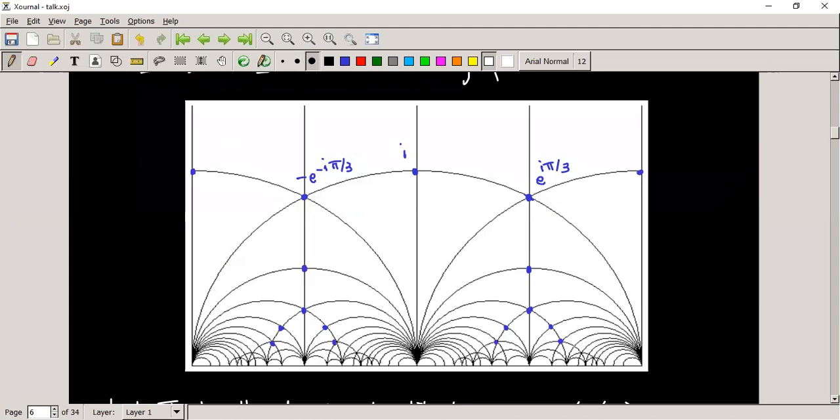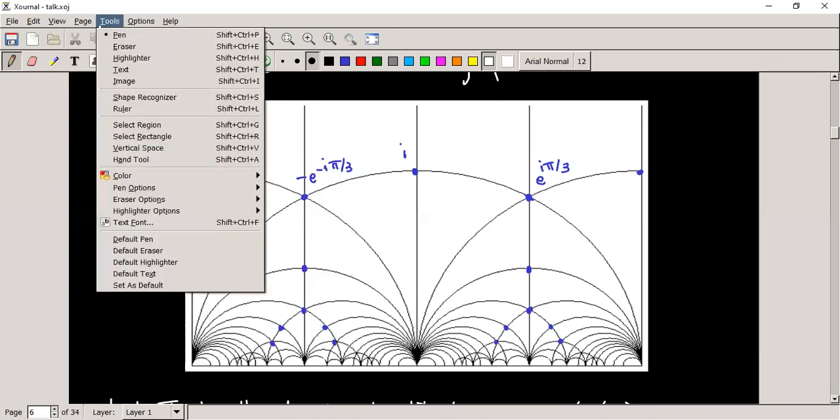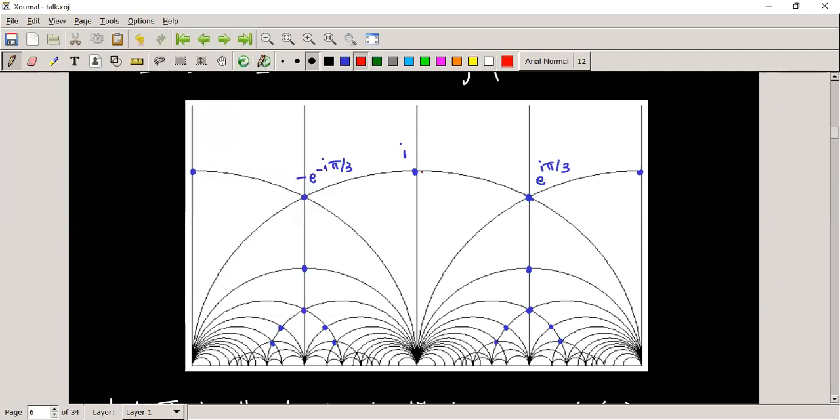So look at the points i and e to the power of i pi over 3. Look at the arc between them. I want to look at what happens to this arc once I apply elements of SL2Z. Right. Under applications of elements of SL2Z, what happens to this arc?